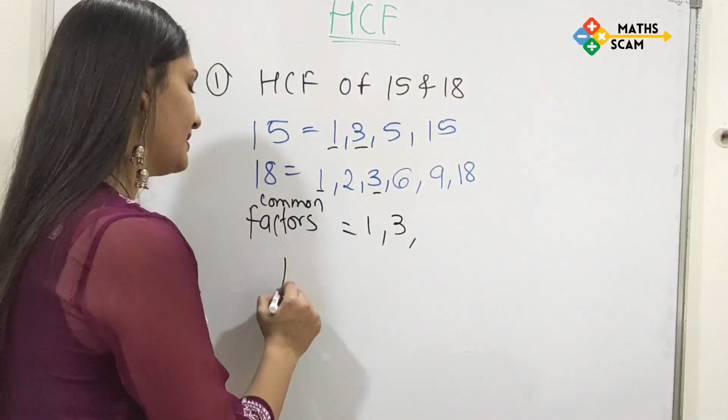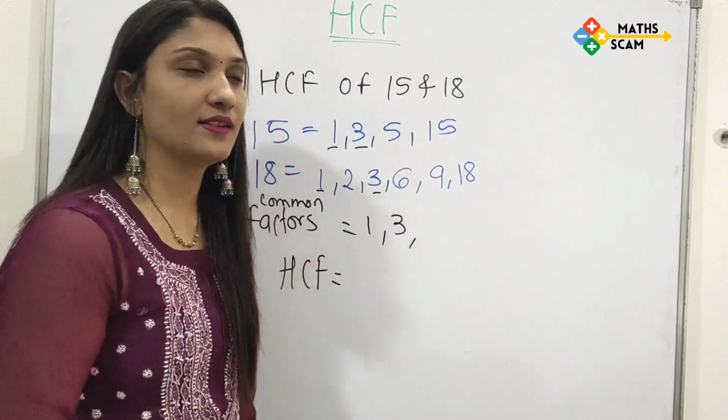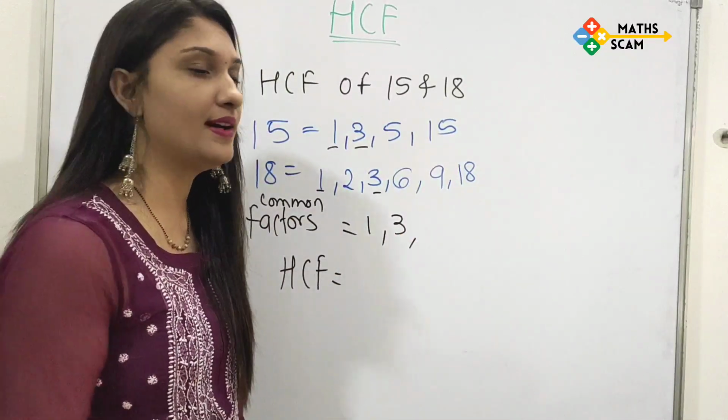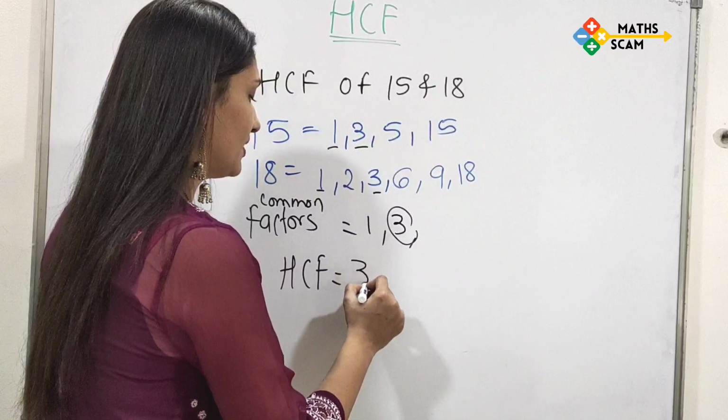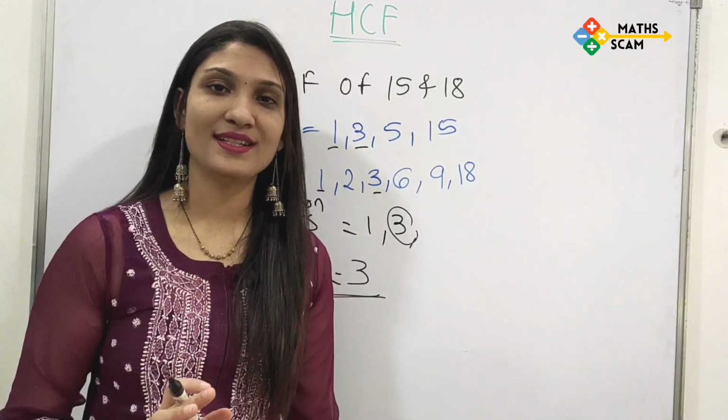So we need to find the HCF. HCF means highest common factor. Which is the highest common factor? 3. So the HCF is 3. Okay, we'll see one more example.